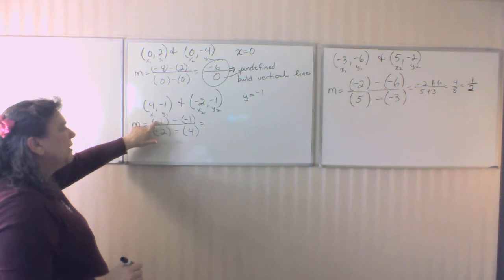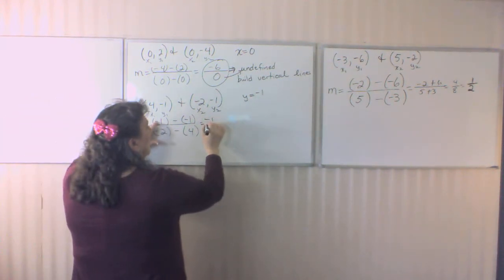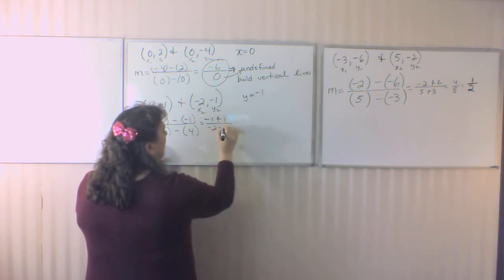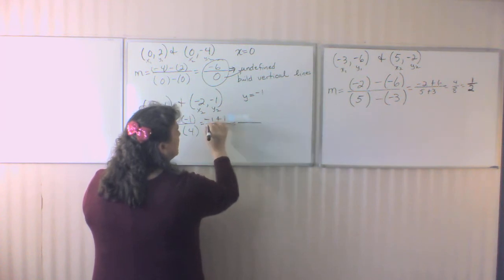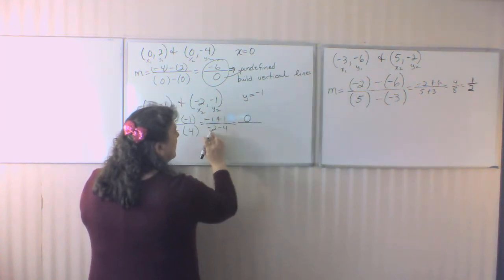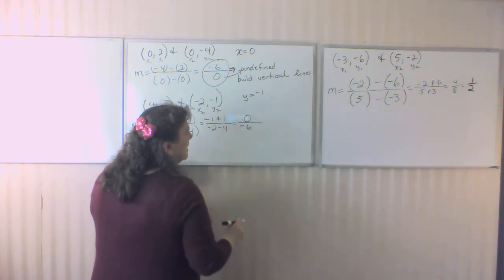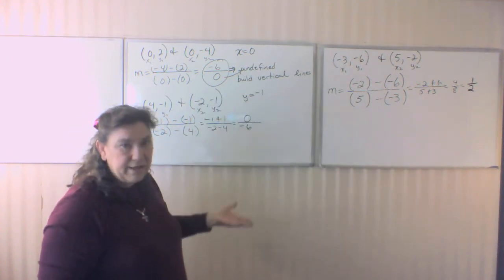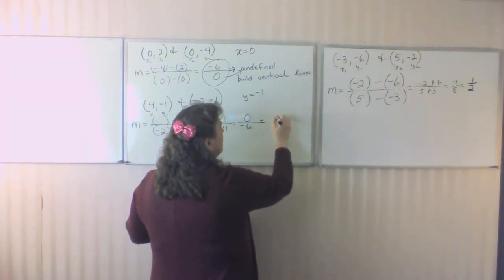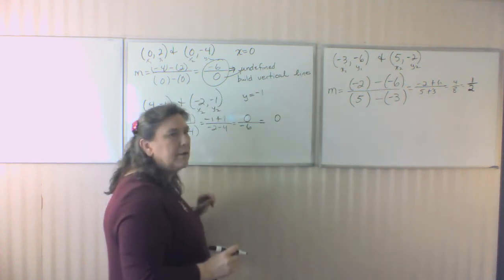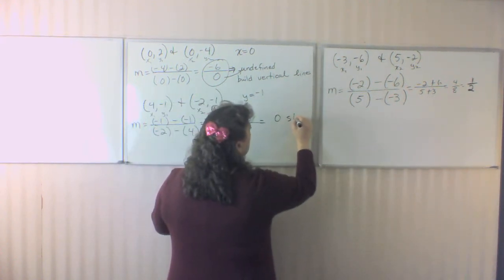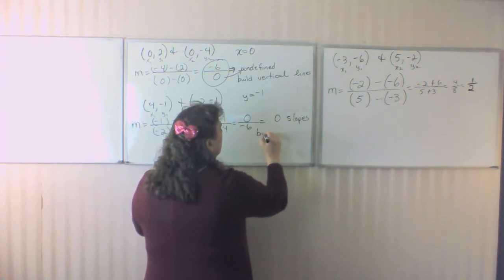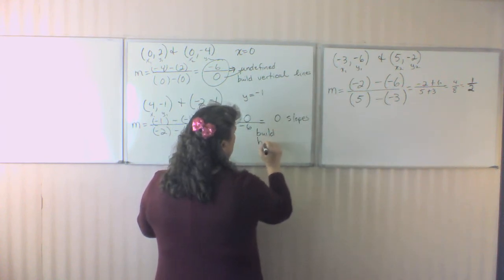What's going to happen here? Negative 1 minus a negative 1 becomes plus 1. Negative 2 minus 4. Negative 1 plus 1 is 0. Negative 2 minus 4 is a negative 6. Since I have 0 on top, this means I have 0 of whatever that is. Therefore, this is equal to 0. Okay? So 0 slopes build horizontal lines.